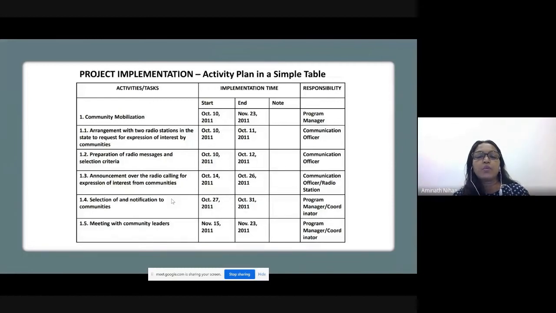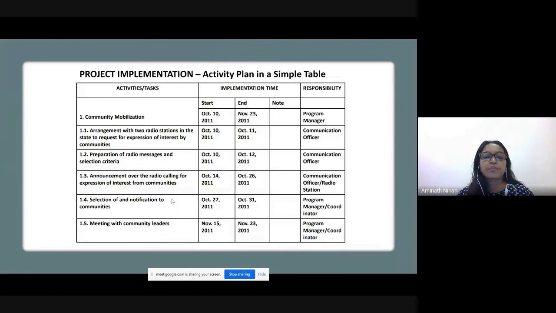Then the responsibility. Who are the project personnel who will be responsible for that? Otherwise, if you don't indicate this, nobody will know who's going to do what. So the program manager is the lead in charge of community mobilization. So that person should see whether these people are doing these things. Community officer is doing these first 3 tasks, right? Then program manager is himself or herself taking care of the last 2 parts with the coordinator, right? So everybody knows their roles very easily. I have to do this, I have to do that, right? So that is clearly on paper when you do this.